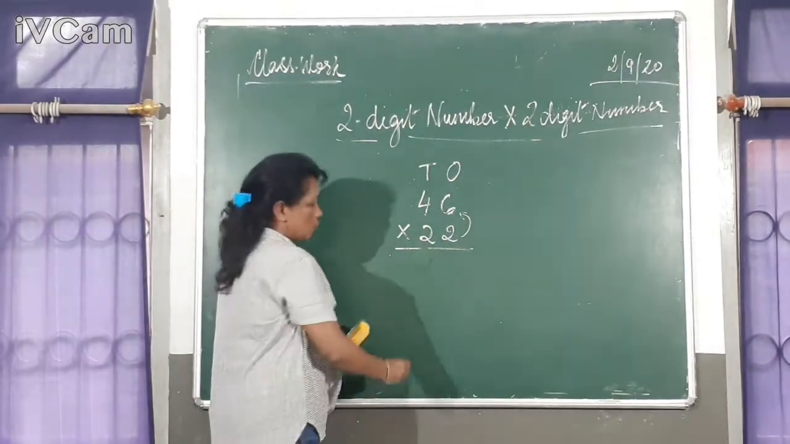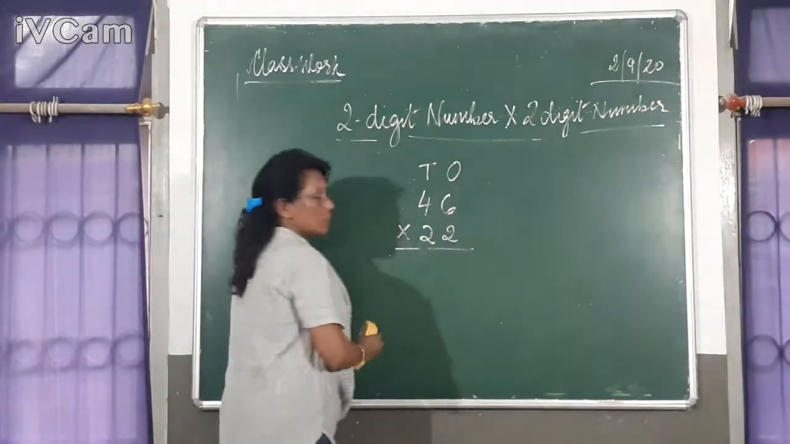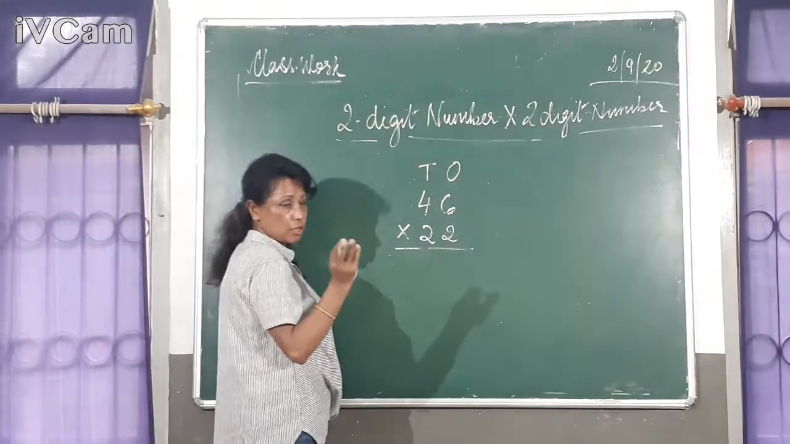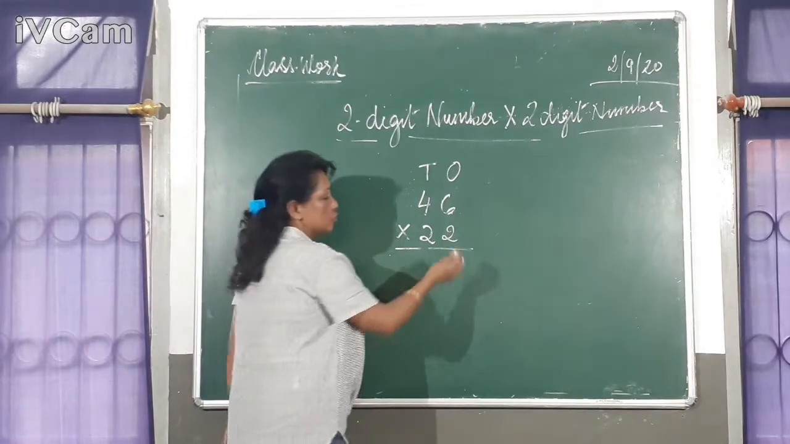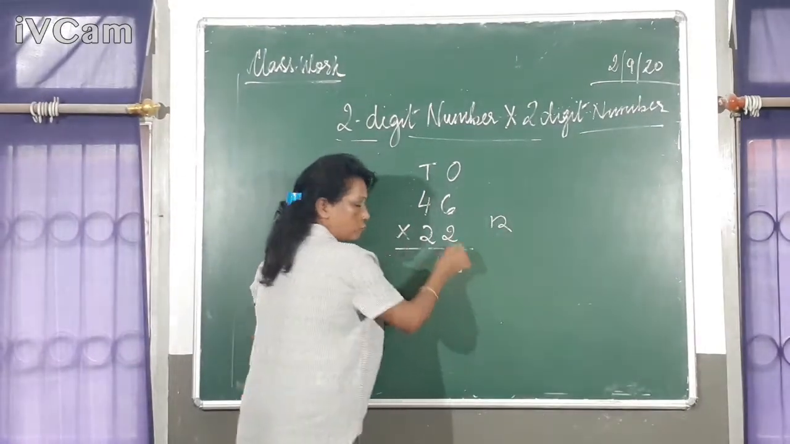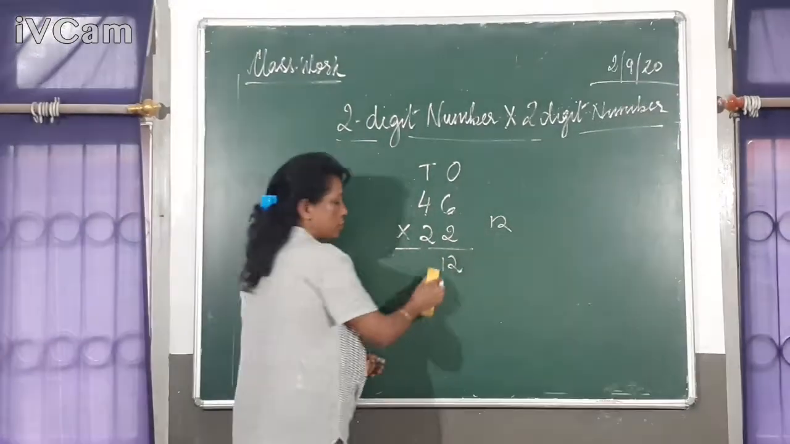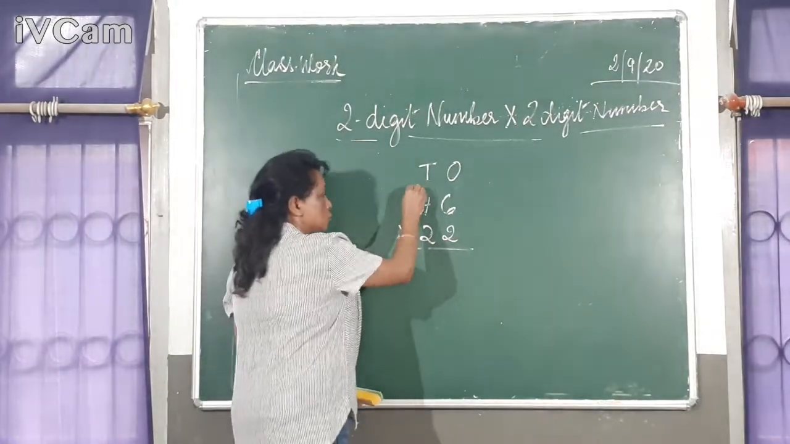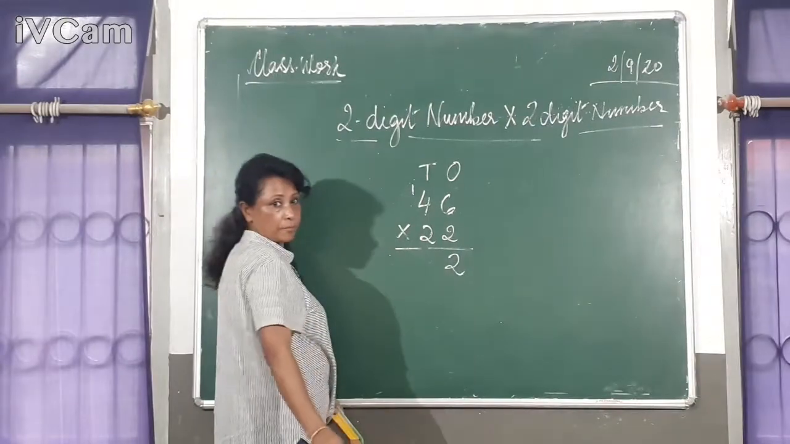2 6s are 12. So 12 is not a single digit number, it's a 2-digit number. So what do you do? You carry over. 2 6s are 12. You cannot write 12. Can you write it? No, I have taught you this already. So you carry over, and you know why you carry over. So 1, 2, 12. Right?